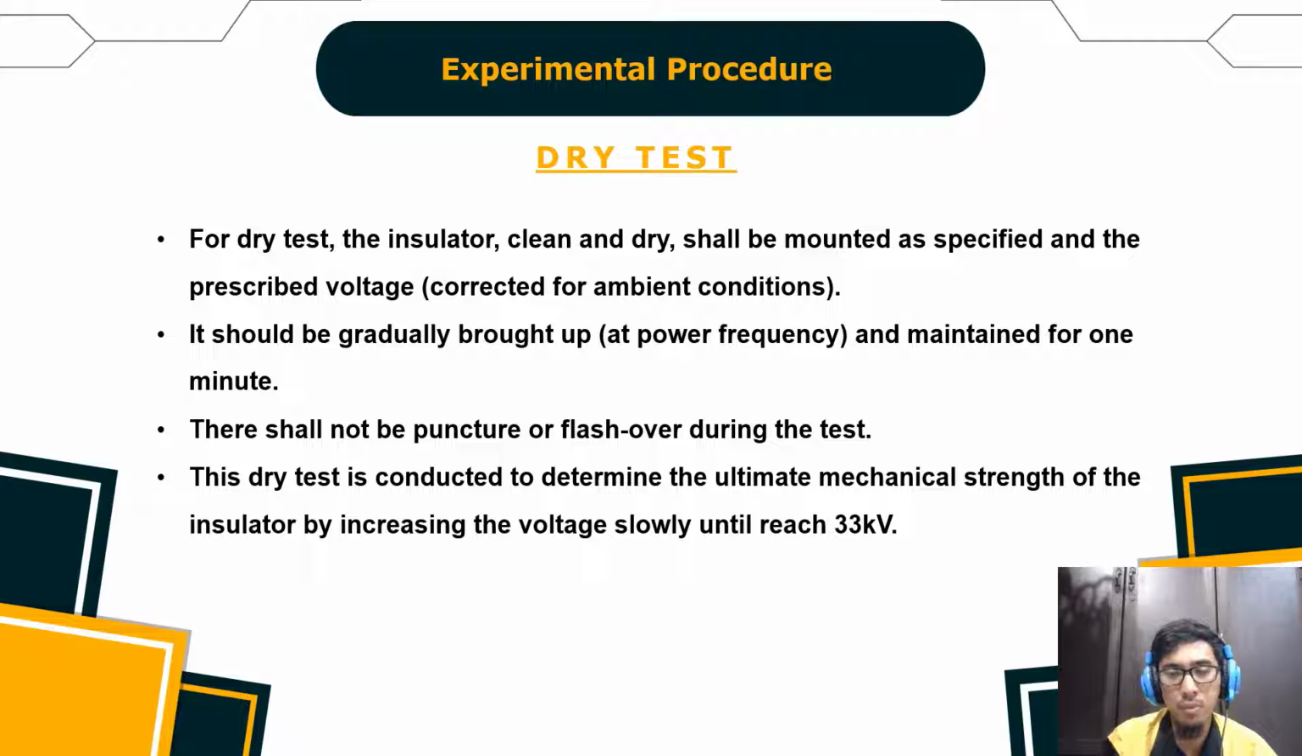That's the procedure for the dry test, starting from the clean and dry insulator mounted with the specific prescribed voltage, then the flashover will be observed during the test, and then the voltage will be increased until it reaches 33 kilovolts. That's for the dry test.